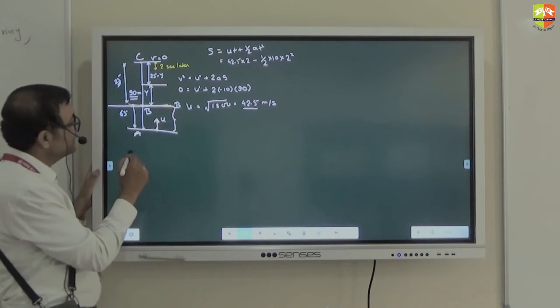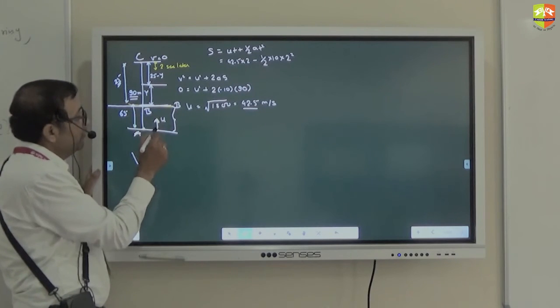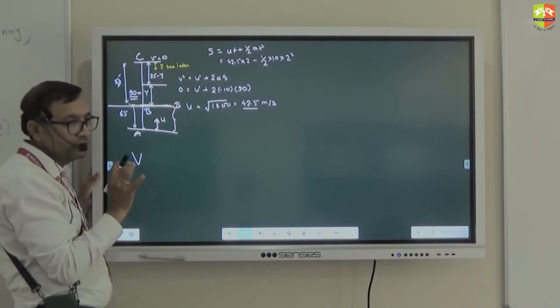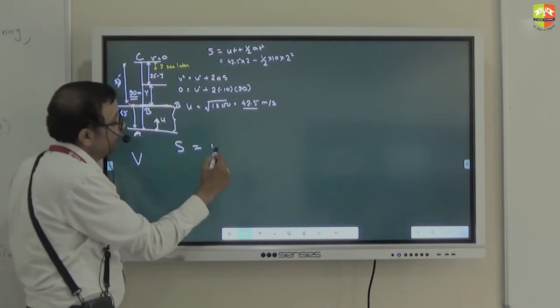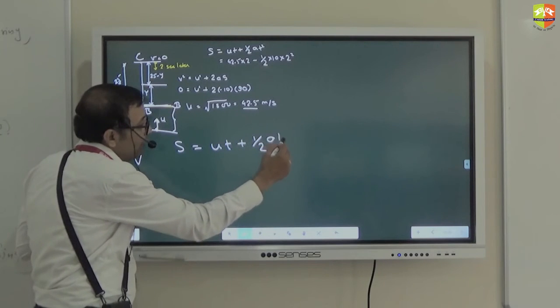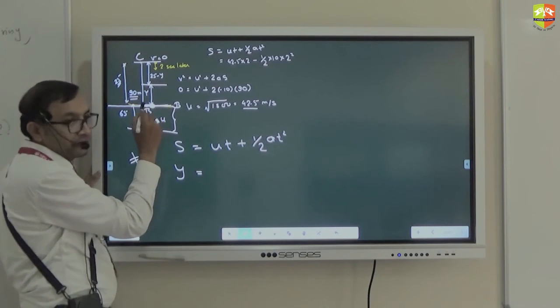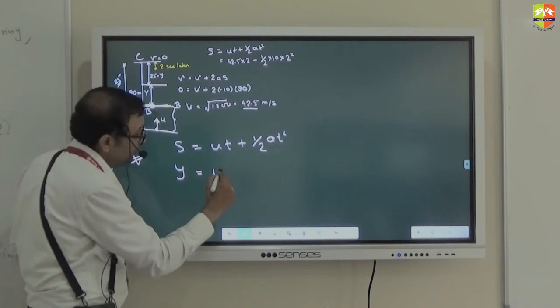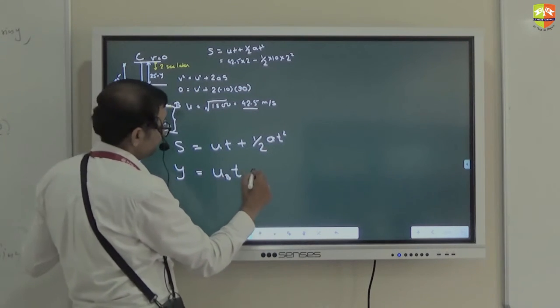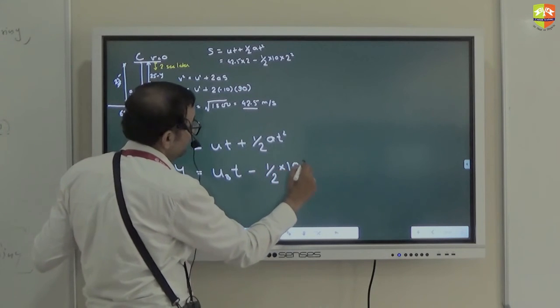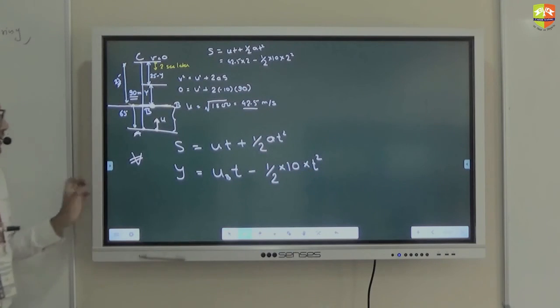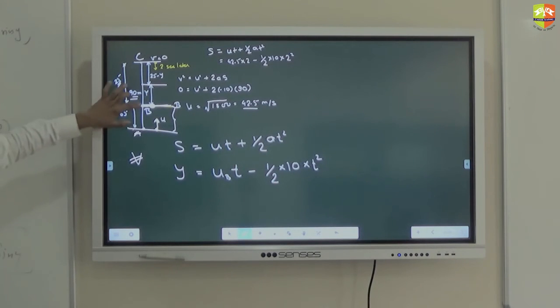So I first get the velocity at point B for the first ball. Why should I do that? Because I am trying to use s equals ut plus half at square for the first ball. When I do that, my s is y, u is the velocity at point B, into T, then minus half g, which is 10, into T square, right? But can I find out the velocity at point B? How? v equals u plus at. From A to B, I can use v equals u plus at.